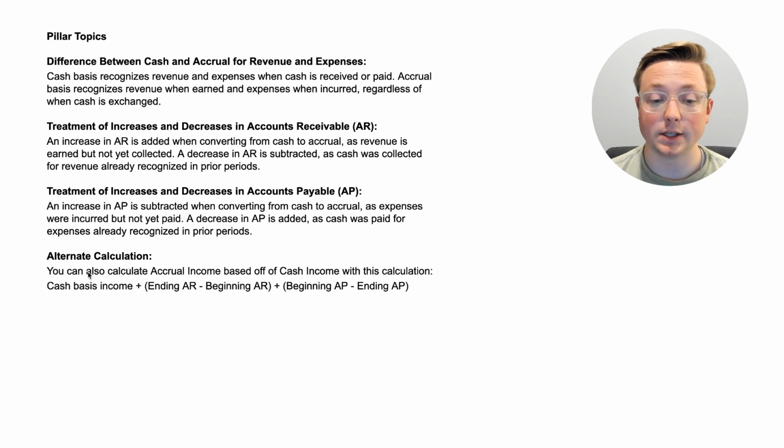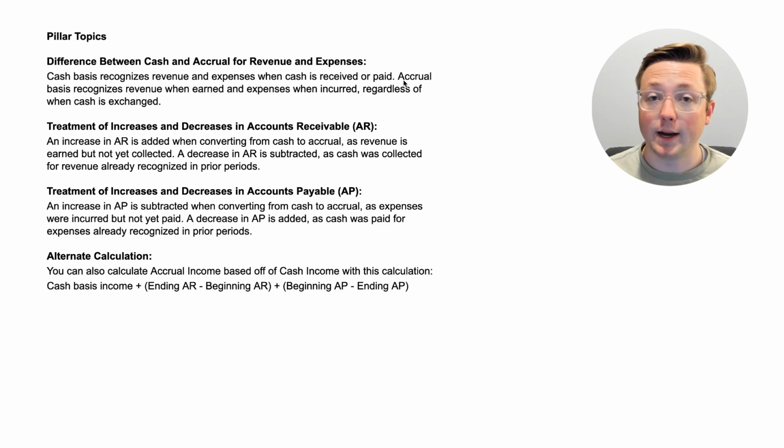Now, another calculation that you may see in your review course, and this is another way of doing it, you can calculate accrual income based off of cash income with this calculation. You take the cash basis income and you do this for any of the receivable or liability accounts. So you can do this multiple times. You take the ending accounts receivable less the beginning accounts receivable, and then you do the opposite with the accounts payable. You take the beginning accounts payable and subtract the ending accounts payable.